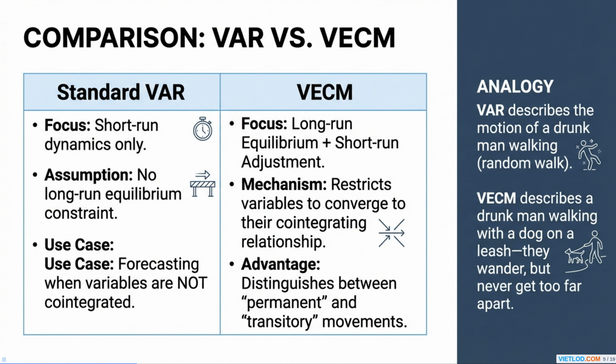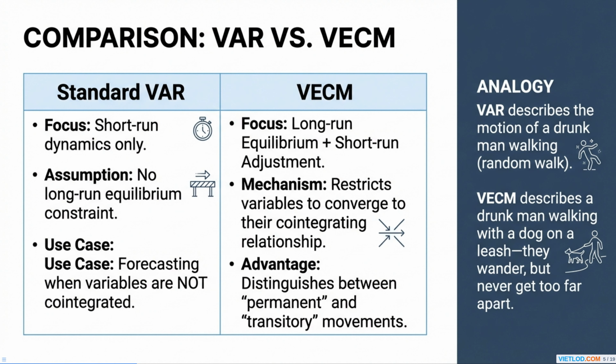A standard VAR model focuses exclusively on short-run dynamics. It models each variable as a function of its own past values and the past values of other variables in the system. Crucially, a standard VAR assumes no long-run equilibrium constraint. It's best used for forecasting when variables are stationary or when they are non-stationary but not cointegrated.